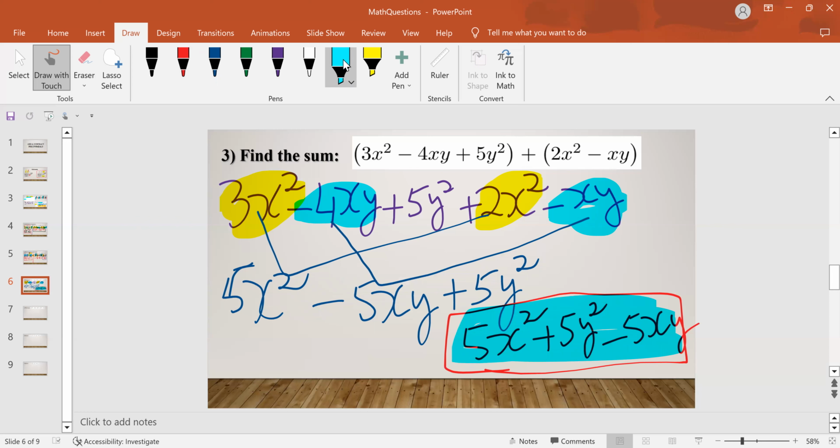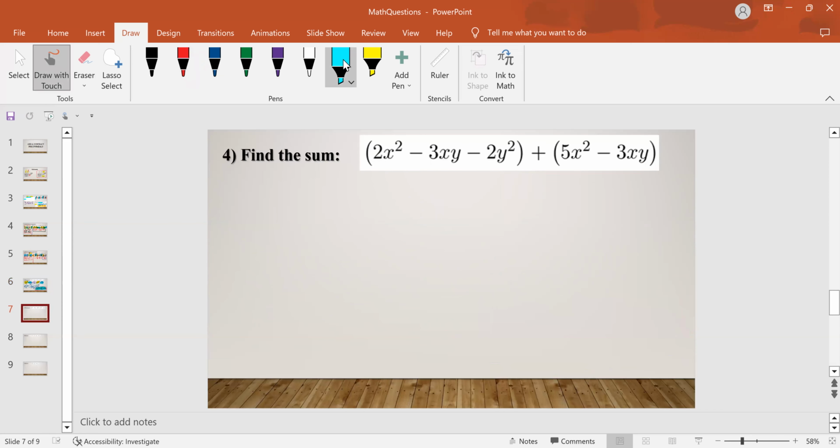Okay, let's continue. Almost done, right? Number 4, find the sum. So again, we have a sum where we have x and y as variables. So we have more than one variable. Same thing, we're going to remove the parentheses.